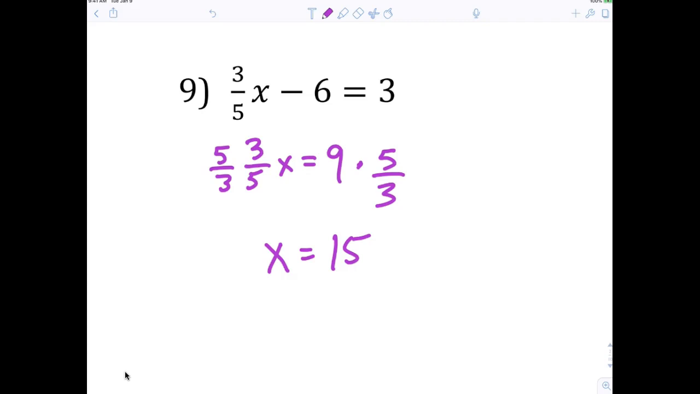Where does the 9 come from? Because we added 6 to both sides, remember? Right? Good question. Any issues? All right, let's move on.